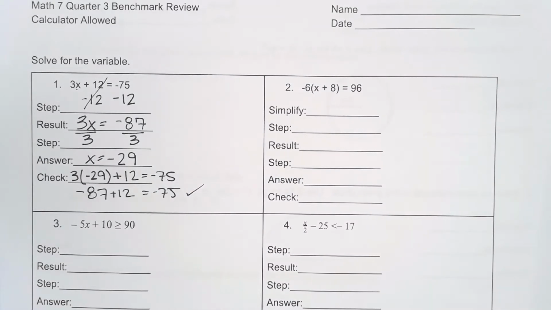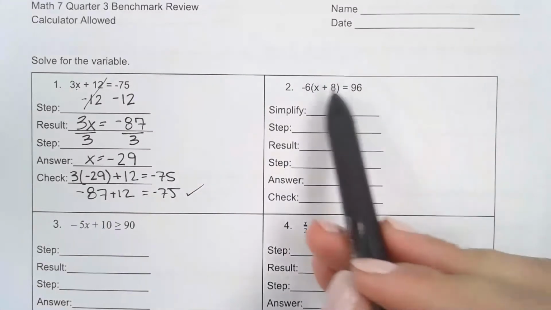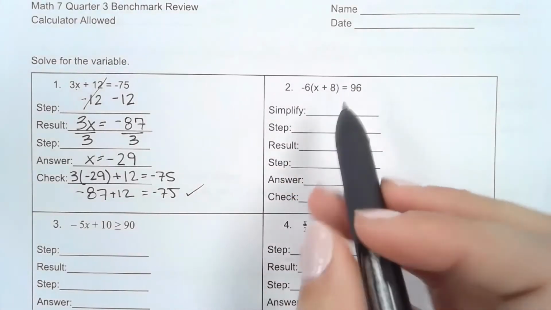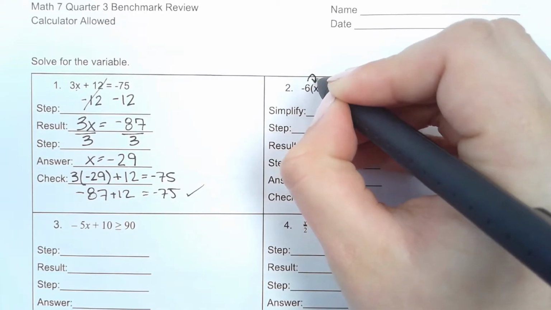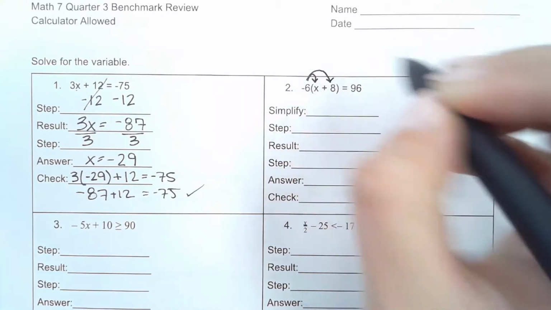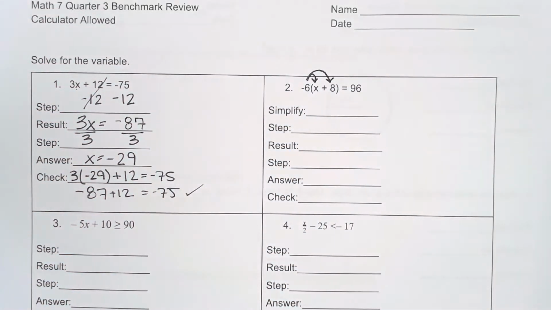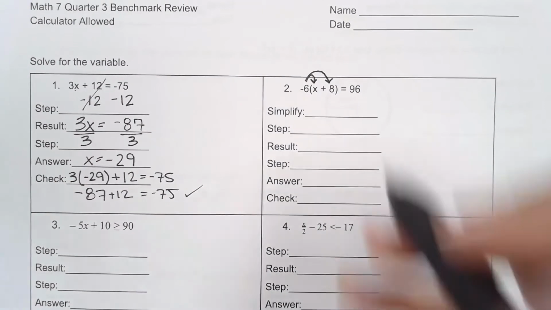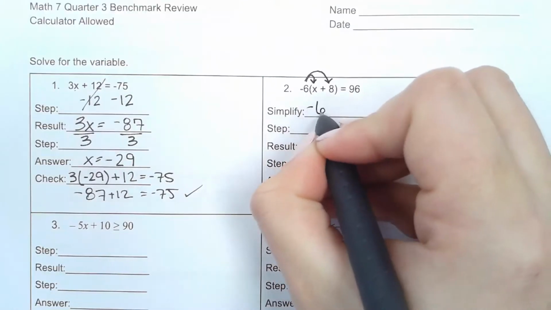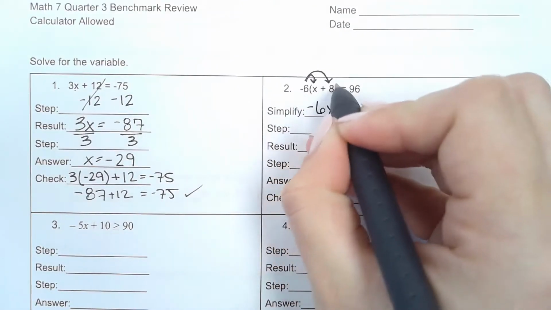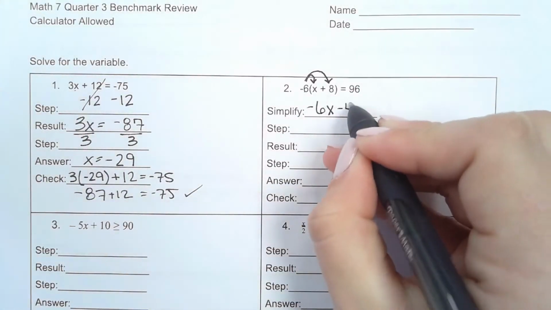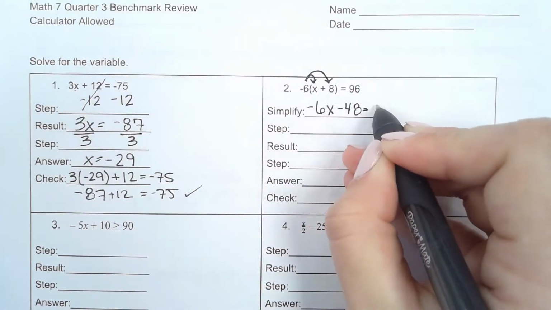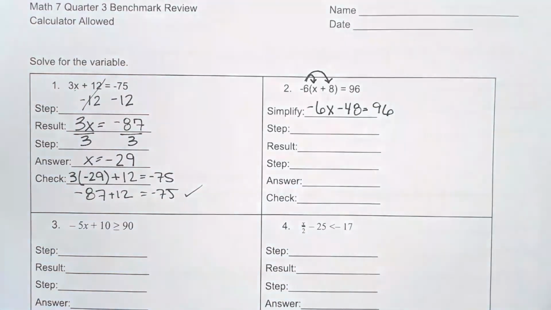All right, number 2, now this time I can simplify first because I see parentheses. If you can't do anything on the inside, that's when you move to the outside, and a number shoved up next to parentheses means that you're multiplying. Just remember that you're multiplying that outside number times everything on the inside, okay? So negative 6 times x is negative 6x. Negative 6 times a positive 8 is a negative 48. And then all of that will equal 96.